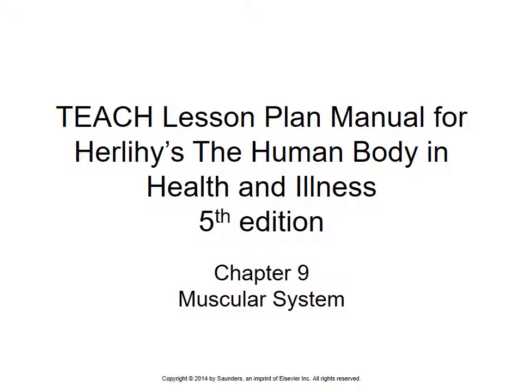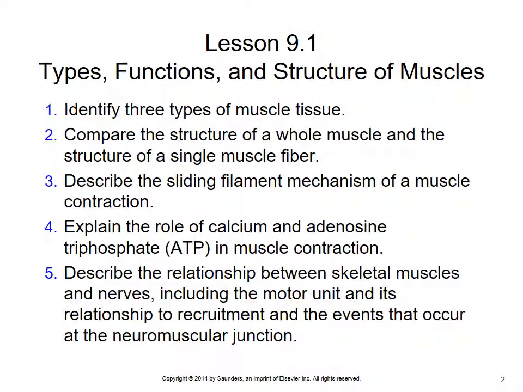This week's lesson is about the muscular system, and the objectives for this system are: identify 3 types of muscle tissue, compare the structure of a whole muscle and the structure of a single muscle fiber, describe the sliding filament mechanism of a muscle contraction, explain the role of calcium and adenosine triphosphate, or ATP, in muscle contraction, describe the relationship between skeletal muscles and nerves, including the motor unit and its relationship to recruitment and the events that occur at the neuromuscular junction.